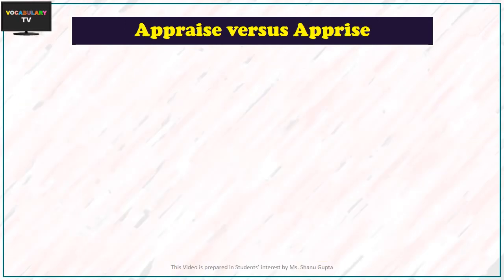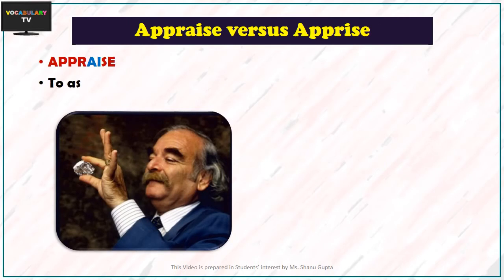Another very important pair is appraise and apprise. To appraise is to assess or to set a value on something. Like a jeweler may appraise a diamond, a banker may appraise the value of a land or house, and your boss may appraise your performance in a so-called annual appraisal meeting.